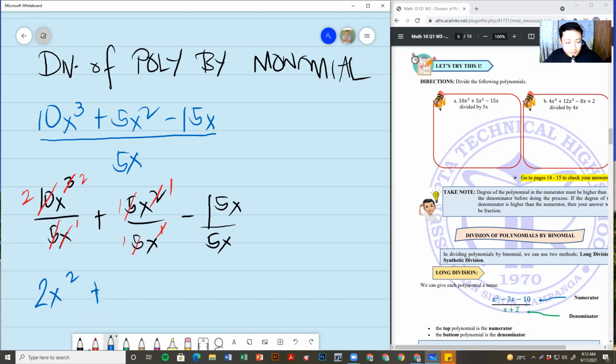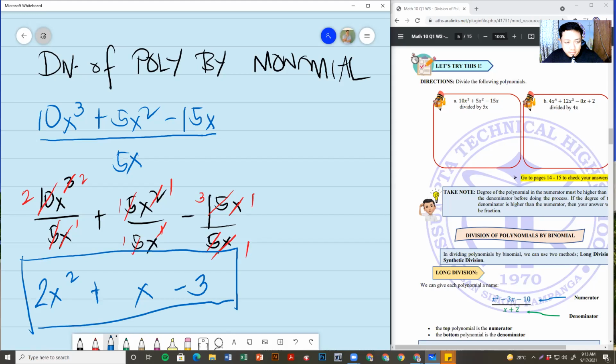Good. So let's now continue. So we have here 1x. But do we write 1 pa if there is only 1 as the coefficient? Not anymore. So this will just serve as x. Okay, got it? And finally, let's move on here. 15 divided by 5, that's 3. Okay. And then x divided by x, that's just 1. Okay, so what's left here is 3. So this becomes minus 3. So this is our answer for the division of polynomial by monomial.